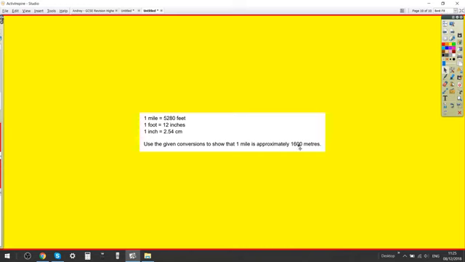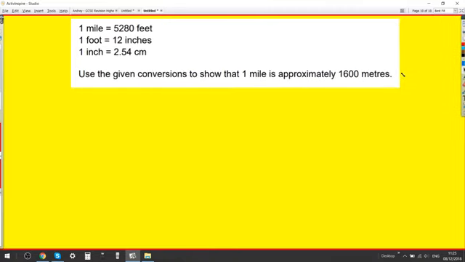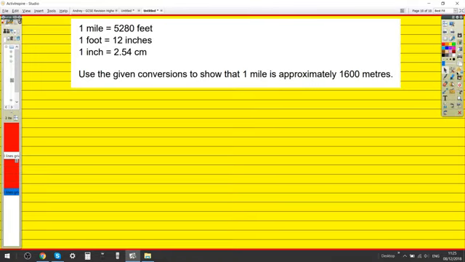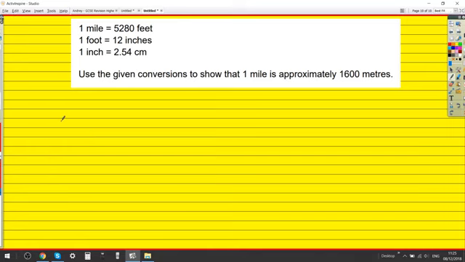Okay. So 1 mile is approximately, I'm not sure. How do you change from miles to feet? I don't know. 1 mile is approximately 1,600 meters. Oh, okay. I think. So you see how this 1 mile is this in feet? Yeah. 1 foot is this in inches, and then 1 inch is this in centimeters.